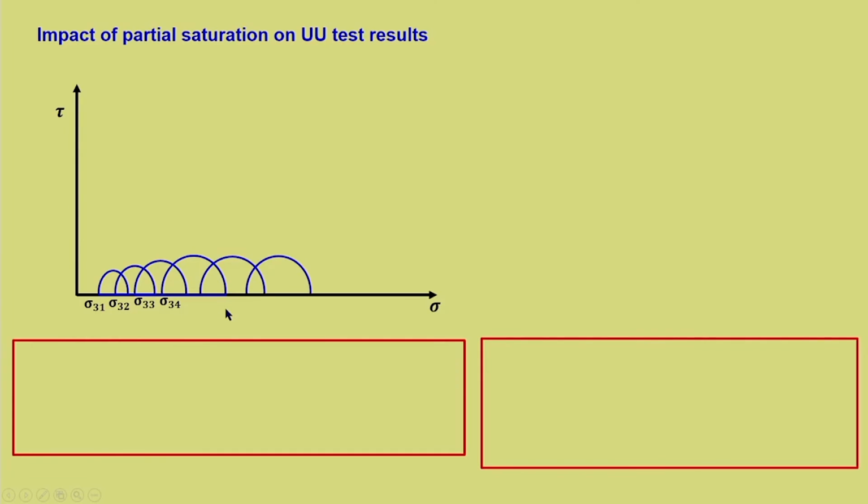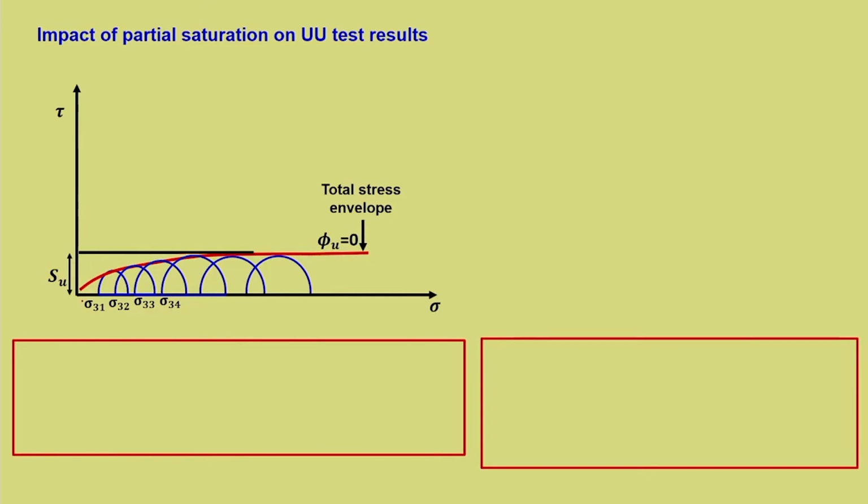So what would have happened? Now this is a typical UU test, but the soil sample was not initially saturated. So instead of getting a horizontal failure envelope, you are getting a curved failure envelope, and at some confining stress it becomes the same as phi u equal to 0. So this is the value of the undrained shear strength.